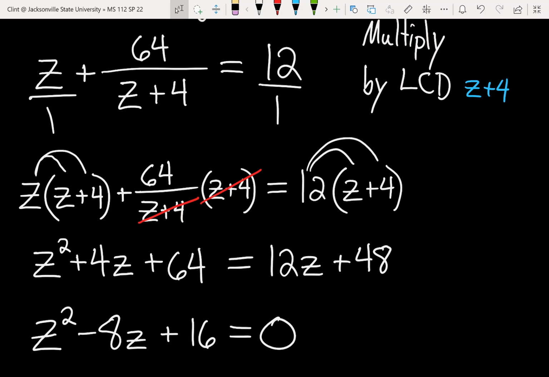The minimum, you want to check and make sure you don't get 0 in the denominator. That is possible when we multiply through by z plus 4 and make weird things happen. So we can get some of those extraneous solutions, and we don't want to do that.